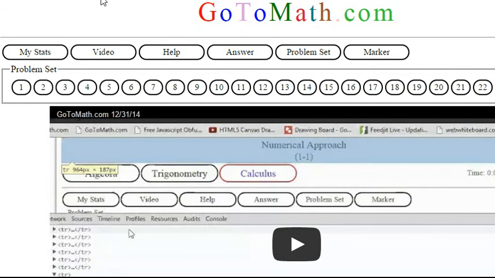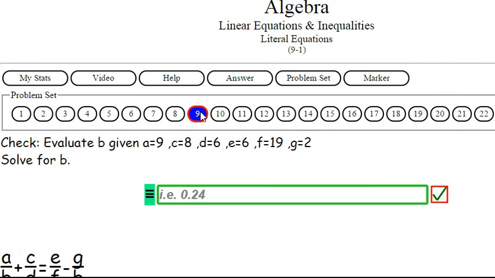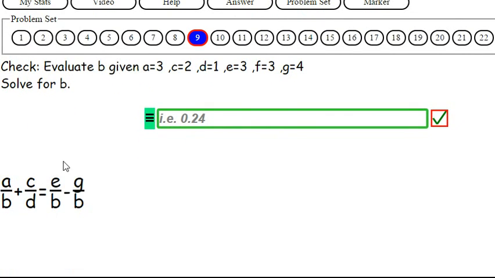Okay, we're here at gotomath.com. Click on algebra. Let's go down to literal equations, and 9.2 is what we are looking at. So in this particular one here, of course, I think 9.1 was solved for B, but we're going to be solving for B again. It's just written a little differently. So we have A over B plus C over D is equal to E over B minus G over B. All right, solve for B.